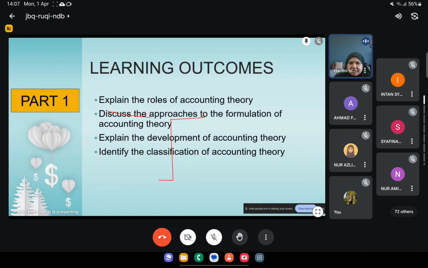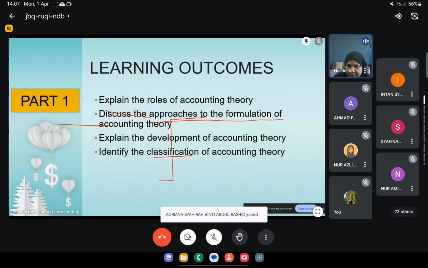Ya Allah, stress ni saya. to the formulation of accounting theory. Okay. And then we are going to look at the development of accounting theory. Minta maaf lah, saya mesti conteng kat tempat lain, dia keluar kat tempat lain. The development of accounting theory and the classification of accounting theory that we have.